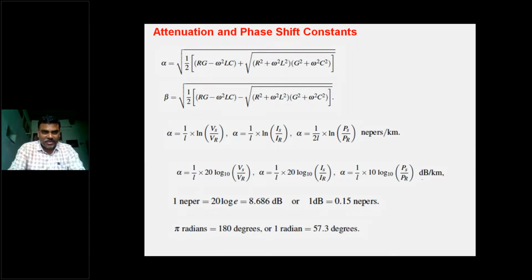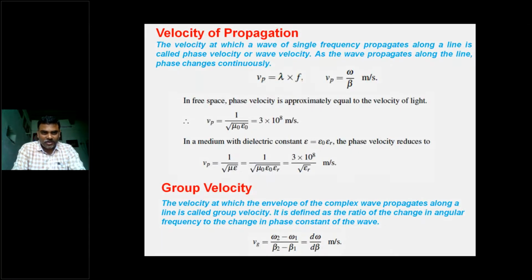Whatever the attenuation and phase constants alpha and beta are given by these formulas, we can express that alpha or beta in C. Alpha is measured in Napier or decibels, that means Napier per meter, decibel per meter. Similarly, the phase shift constant is measured in radians per meter or degrees per meter. And the velocity of propagation is omega by beta, which is 1 by root mu epsilon.